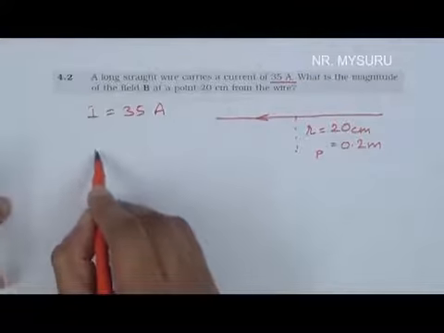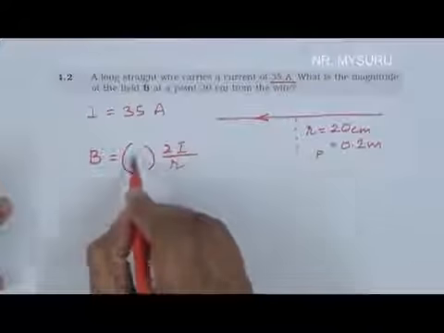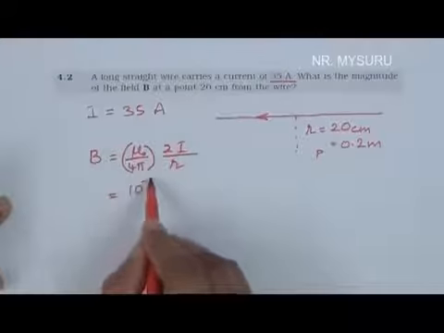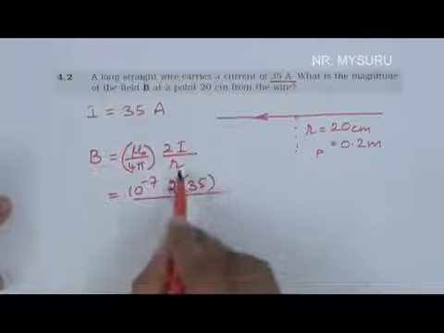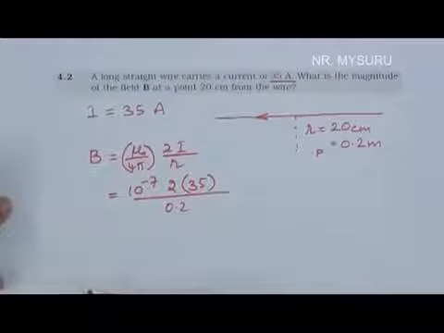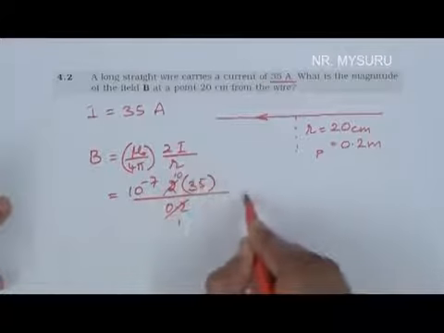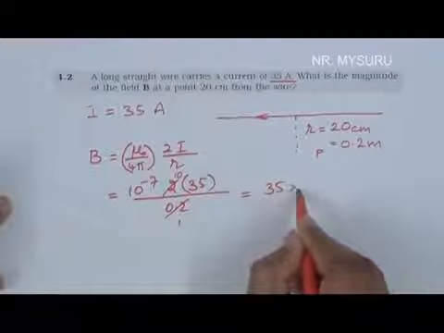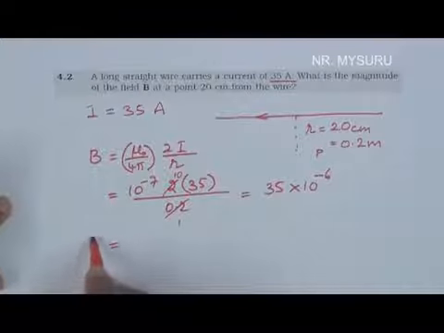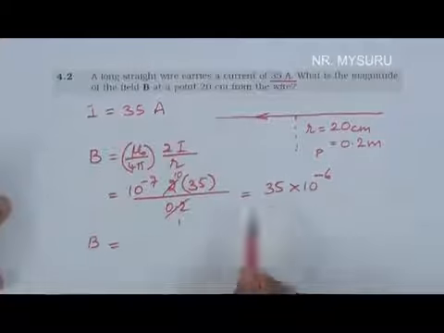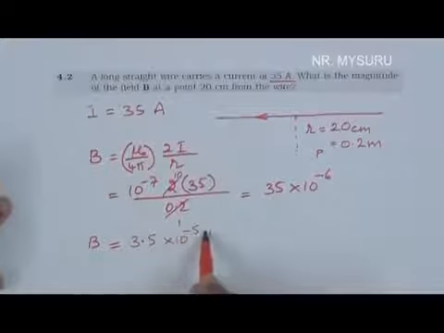So magnetic field due to a straight conductor is constant × 2I by R, equal to 10 power minus 7 times 2, current is 35 by distance is 0.2. This is 35 × 10 power minus 6, or magnitude of magnetic field is 3.5 × 10 power minus 5 Tesla.